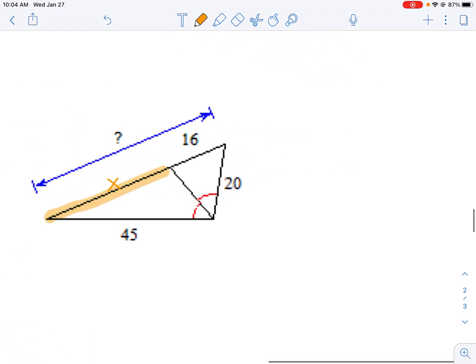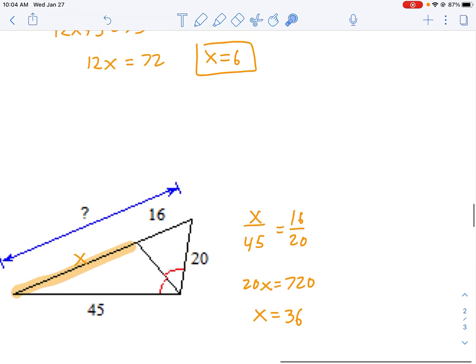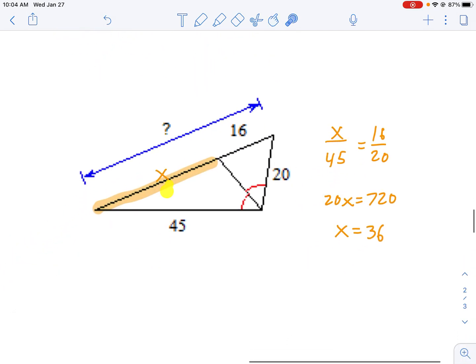So now we can say that x over 45 is equal to 16 over 20. Cross multiply, you get 20x equals 720. So x equals 36. But again, we're not looking for x. We're looking for question mark. We know that's 36 right here. So right here is 36, so plus 16, and you get question mark equals 52 once you know x.